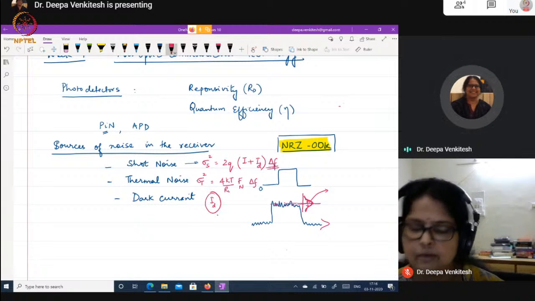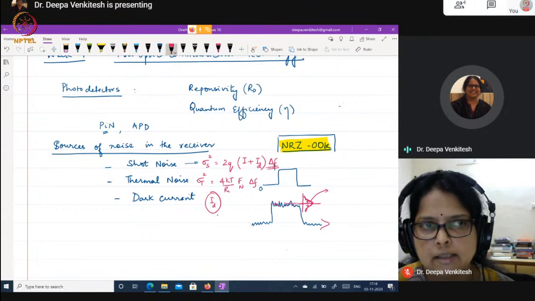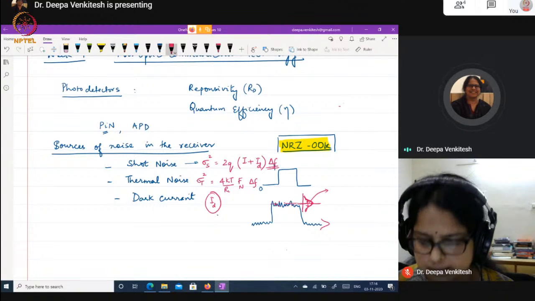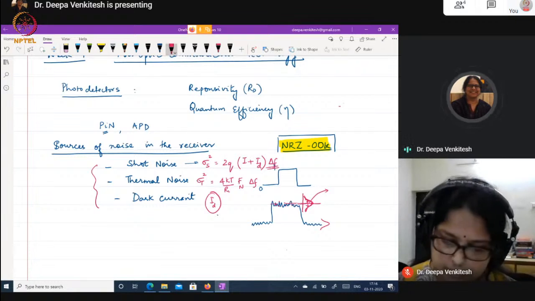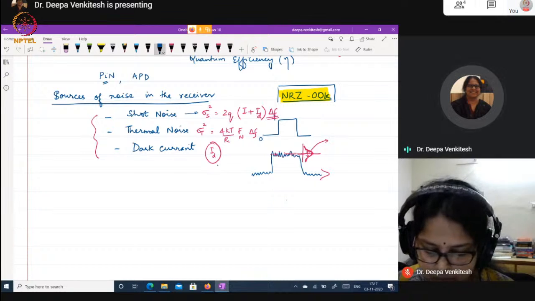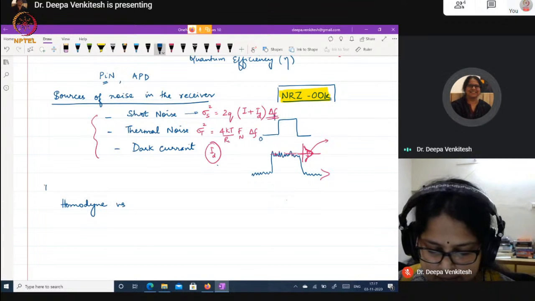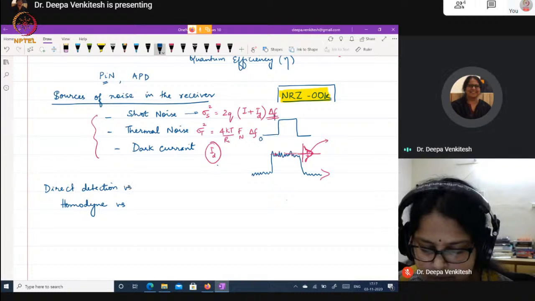This is not quantified. Typically, if the signal strength is large, we say the ID is almost 0 compared to the signal strength. So these were the key things that you learned in the previous week about the noise properties of the receiver. The other thing you learned was the distinction between direct detection versus homodyne detection versus heterodyne detection.